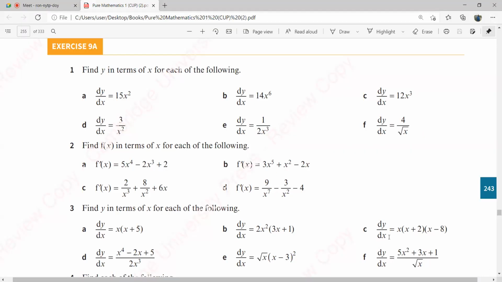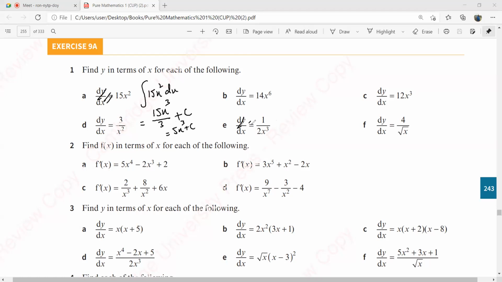So here we are. When you have to integrate this, I would suggest you change this question, because I don't want you people to be confused with more than one thing. So just imagine that you have to find the integral of 15x squared. The integral of 15x squared would be 15x cubed over 3 plus c, and this is going to be 5x cubed plus c.